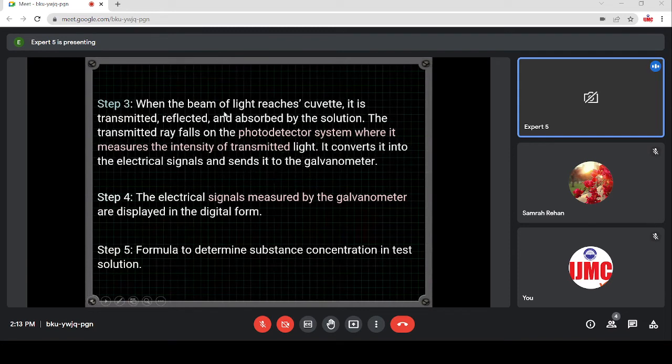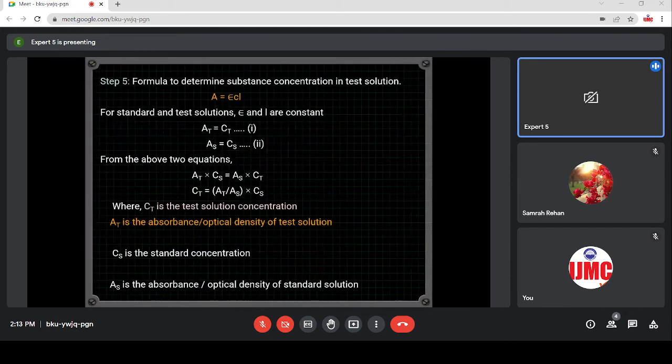Step three, when the beam of light reaches the cuvette, it is transmitted, reflected, and absorbed by the solution. The transmitted ray falls on the photodetector system, where it measures the intensity of the transmitted light, which is important for our detection purpose. It converts this into electrical signals and sends them to the galvanometer. Finally, the signals measured by the galvanometer are displayed in digital form, and the formula used for the detection of absorbency is A equals epsilon Cl.